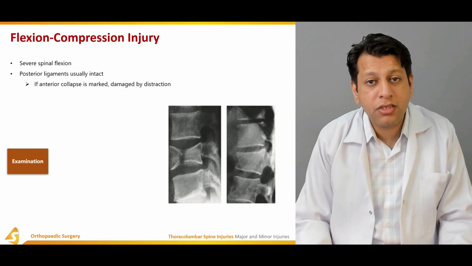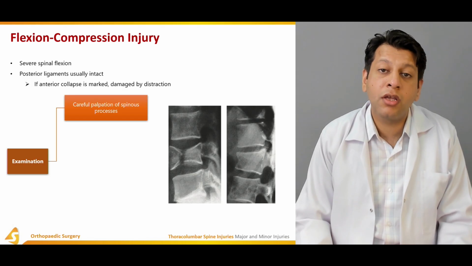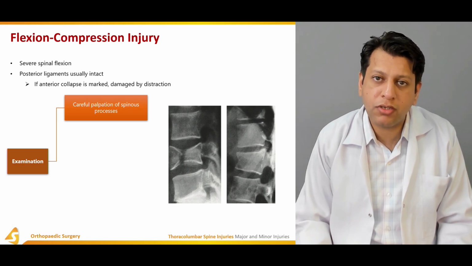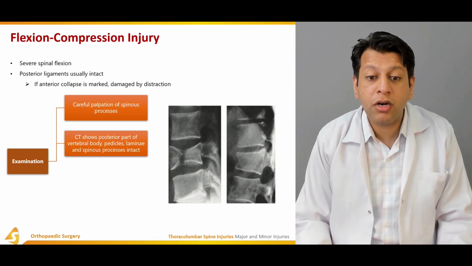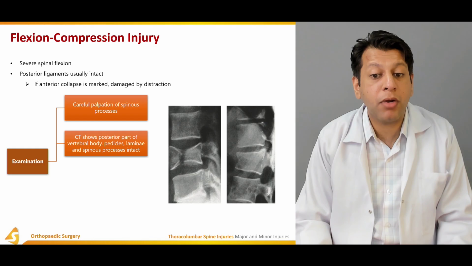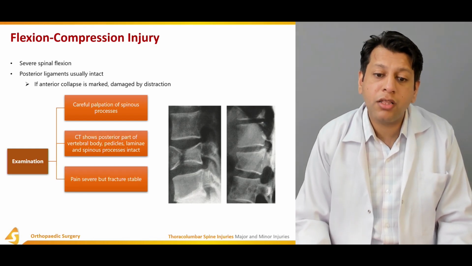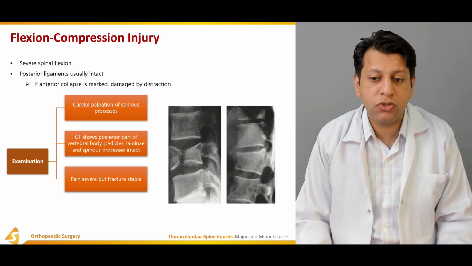When you're examining this patient, what you need to look at is the careful palpation of the spinous processes. If there is tenderness there, there's possibly some kind of pathology lying at the spinal cord. CT may show a posterior part of the vertebral body fracture. The pedicle, lamina, and spinous process may be intact as well. Pain could be severe, but the fracture may be very much stable.